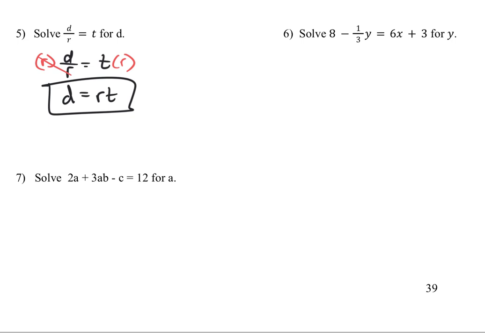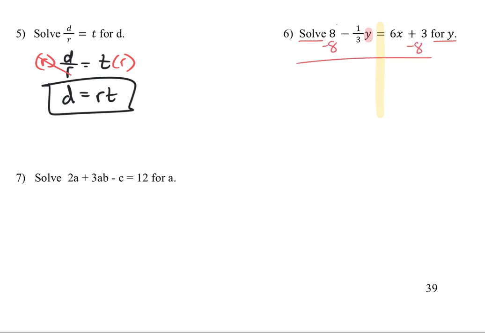Number 6. We have 8 minus 1/3 y equals 6x plus 3, and we want to solve for y. So what letter are we isolating? Y. Good, because it says solve for y. So I want to get y by itself. All right. Well, let's see. I have 8 minus 1/3 y happening. So I got to move the 1/3 or the 8 first? The 8. Good. How do I move a positive 8? Subtract it. Minus 8 from both sides.